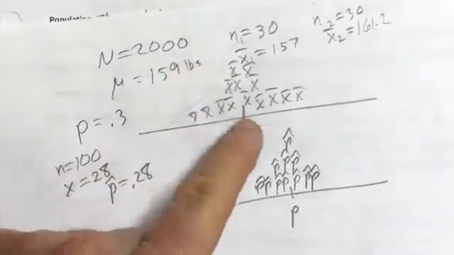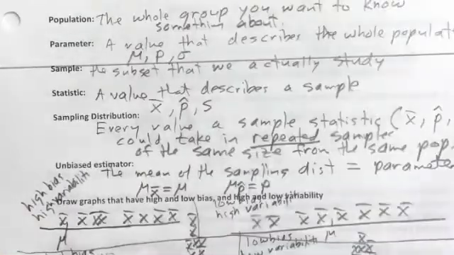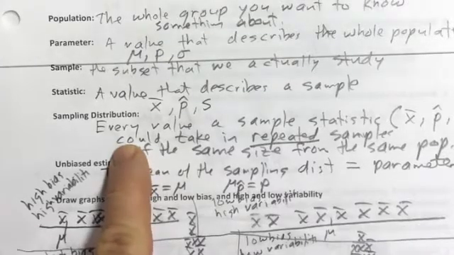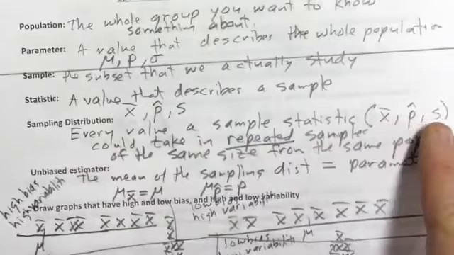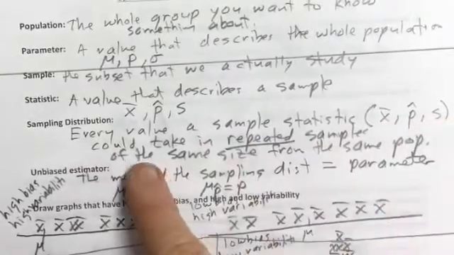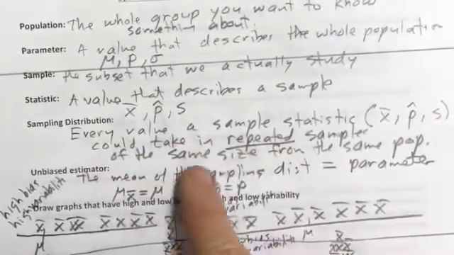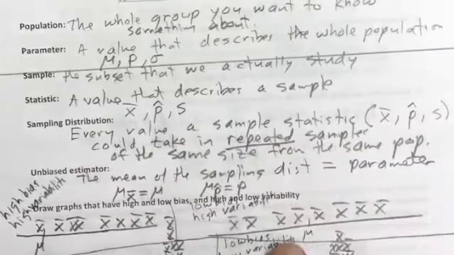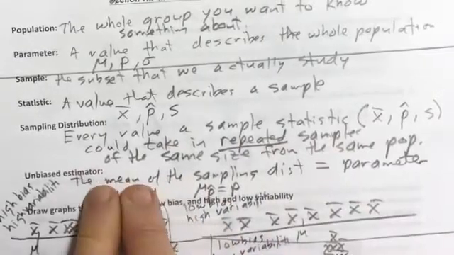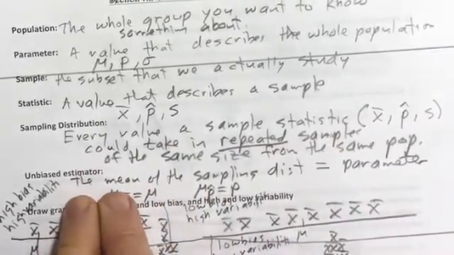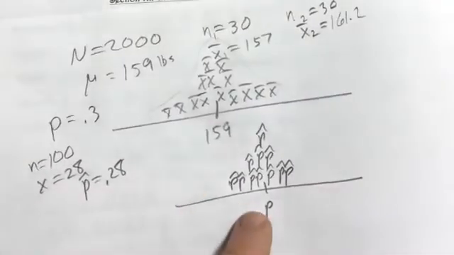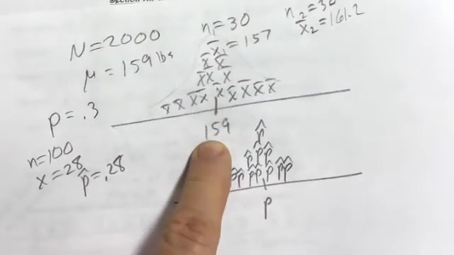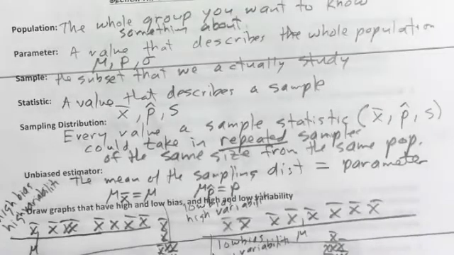So those are the two main kinds of sampling distribution we're dealing with. So what is a sampling distribution? It's every value a sample statistic, whether that be x bar or p hat or s or any other sample statistic, could take in repeated samples of the same size from the same population. And we say that an estimate is an unbiased estimator if the mean of our sampling distribution is in fact equal to the true value of mu or the true value of p. So that's an unbiased estimator.